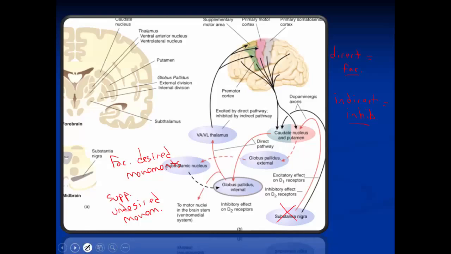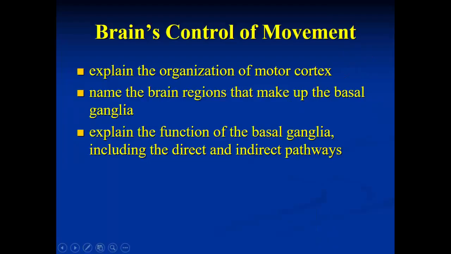All right, that's the basics now of the basal ganglia. You got their function, direct, indirect. For this, don't worry about the hyperdirect. We're not going to talk about that. So I hope you can explain the topic organization of the motor cortex. You can name the regions that make up the basal ganglia. You understand the functions of the basal ganglia, including the direct and indirect pathway. You should also understand when I'm talking about premotor cortex, sort of the basic functions I gave you earlier on.